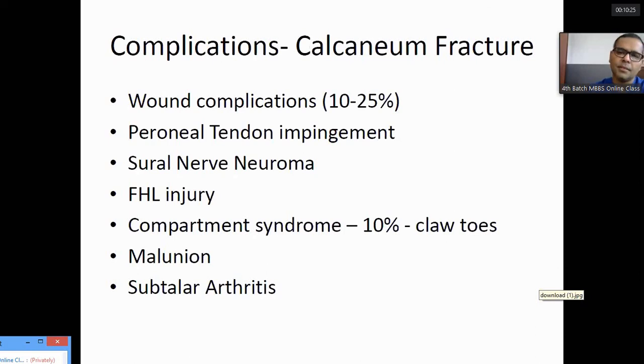So what are the complications of calcaneal fracture? First and foremost is wound complication. As orthopedic surgeons, we always fear it when taking the patient to the operating room for operative fixation.